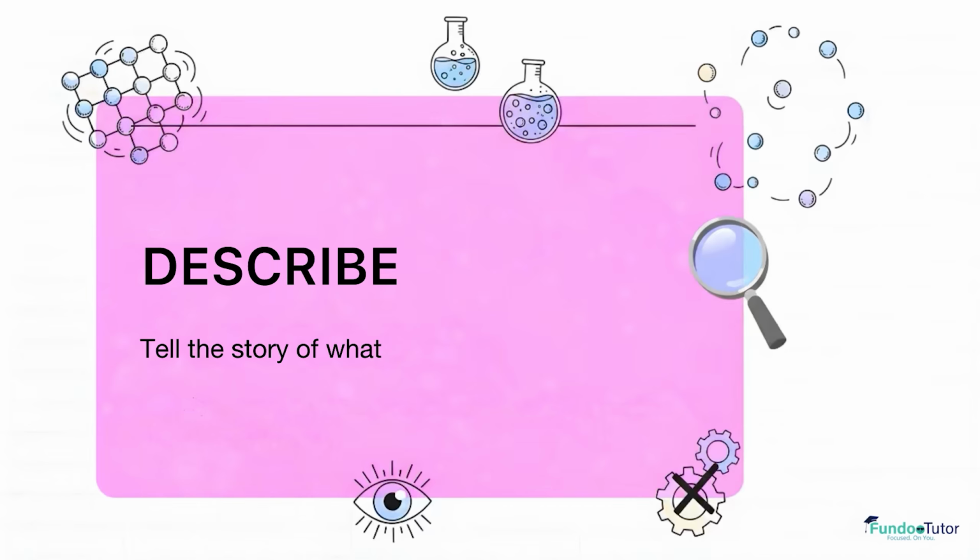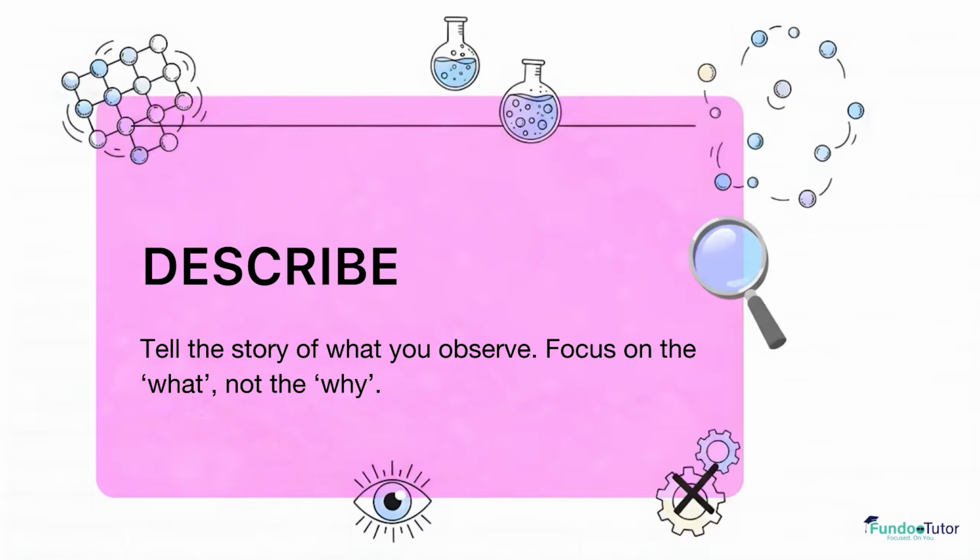Next up is describe. For this one, I want you to imagine you're a witness to a scene. Your job is just to report what you see, the what, not the why. So if you're describing solids versus gases, you'd say that solid particles are in a fixed pattern, just vibrating, while gas particles are really far apart and moving around randomly. You're just painting the picture.